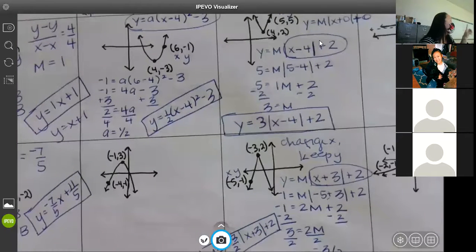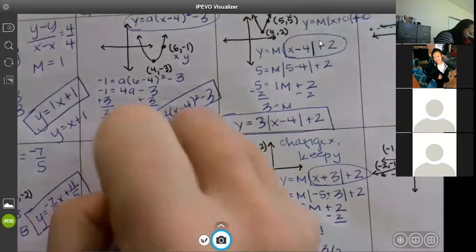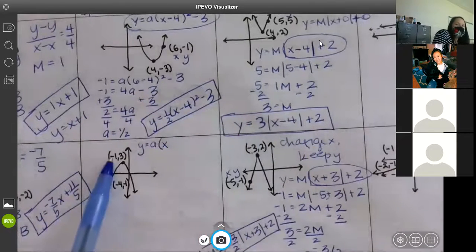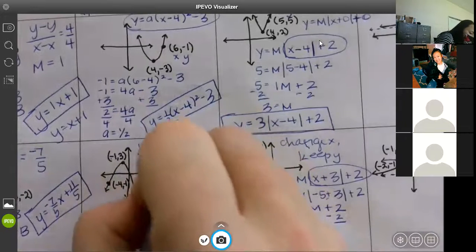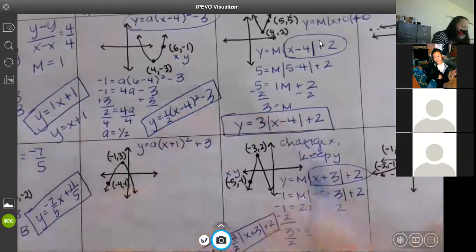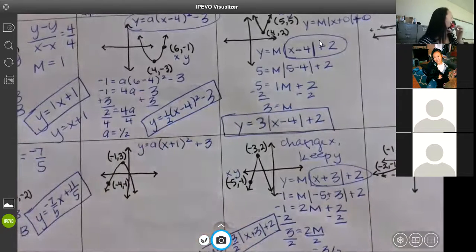I'm going to do one more of these since it's repetitive, okay? It's the same thing. So I'm going to do one more so I'm not wasting too much of your time. We're going to start here, y equals a times parenthesis x. My vertex is -1, 3. Change x, so +1 squared, and then keep y, +3. So this is the equation you should have at the end, but with the a filled in.